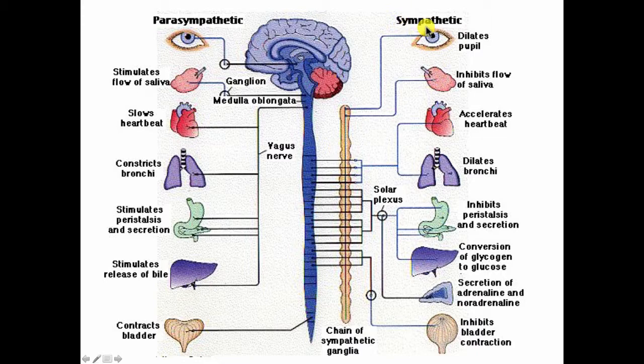Additionally, the sympathetic and parasympathetic systems generally have opposing actions. Thus, the sympathetic stimulation of the heart accelerates the heartbeat, slows the heartbeat on the parasympathetic side. Parasympathetic innervation constricts bronchi. Sympathetic stimulation dilates bronchi, but not always. Sometimes they will act in concert.